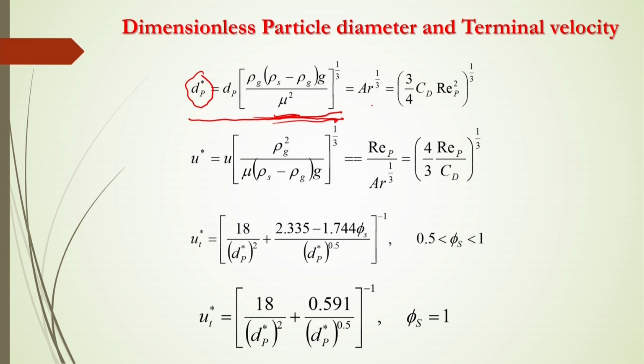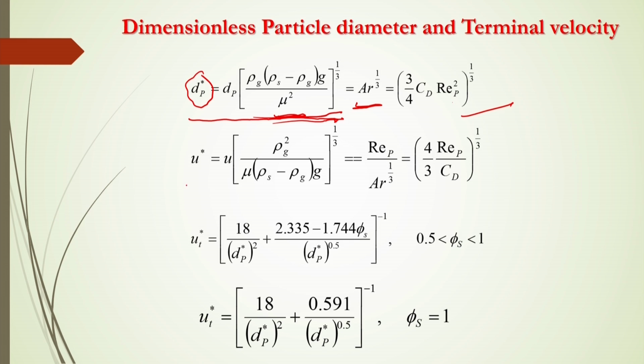After rearrangement you can get it here, this will be the Archimedes number to the power 1 by 3. Here this portion, dp cube into rho g into rho s minus rho g into g by mu square, is called the Archimedes number. Already we have defined this Archimedes number earlier. So, this Archimedes number will be 3 by 4 times c d into R e p square, to the power 1 by 3.